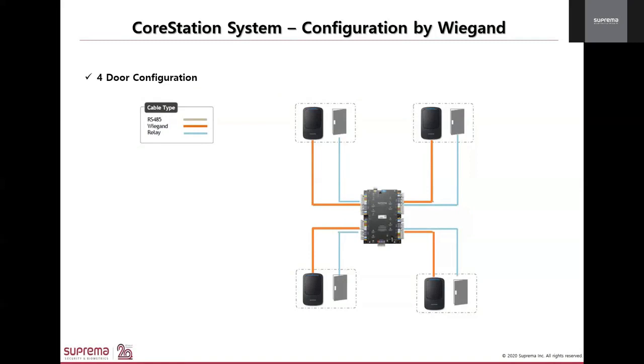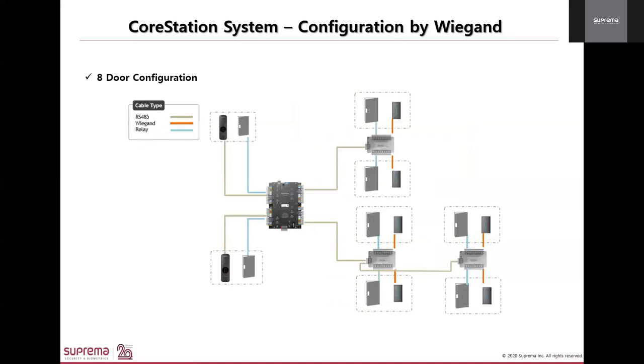So you're going to have an XPass reader, another XPass, another XPass, all connected via Wiegand, and then you have 4 doors. Therefore, there are 3 different wires that every single Suprema reader comes with: a green, white, and black. Keep in mind the black cable will differ depending on the reader you're using.